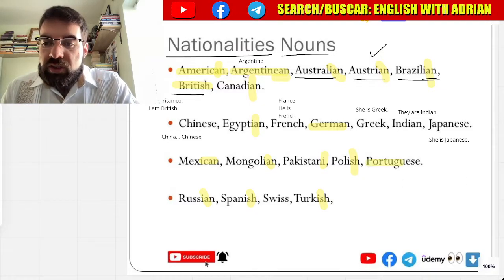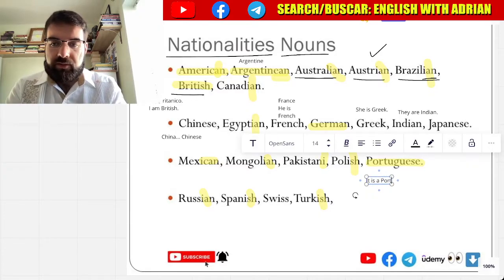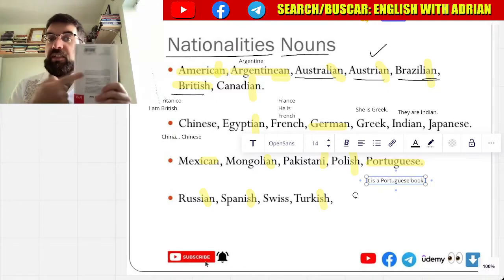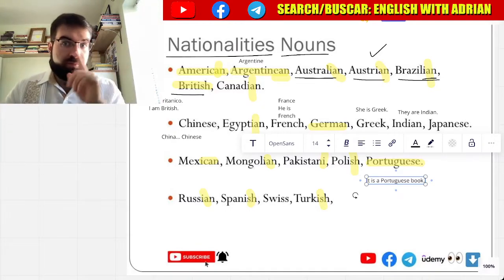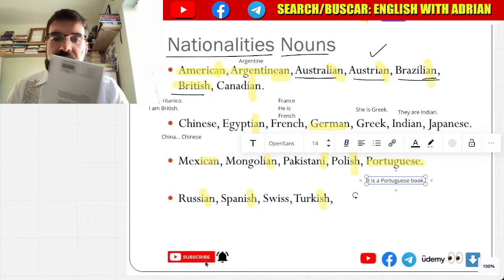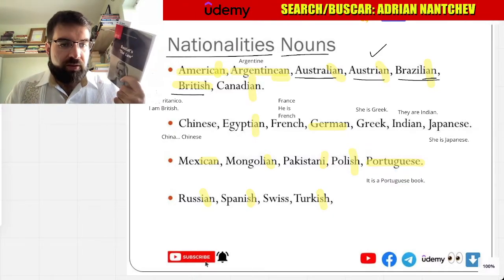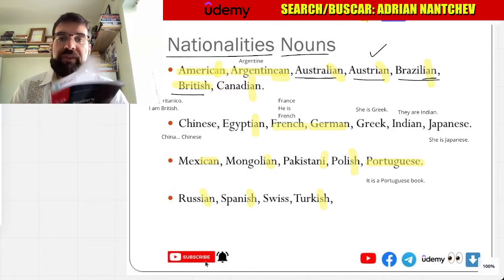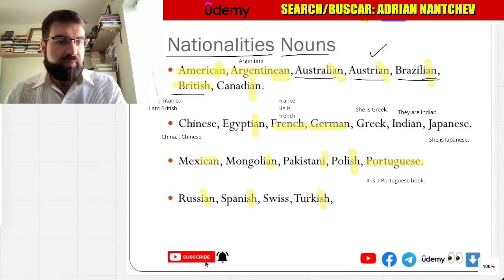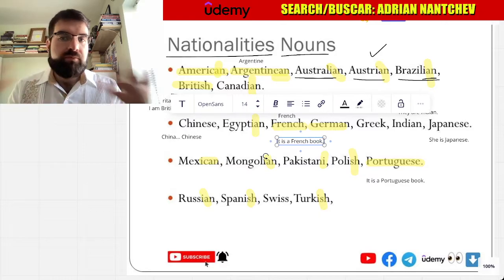Portuguese. It is a Portuguese book. Well, actually, it's a French book. French. It's a French book. It is a French book. Muy bien.